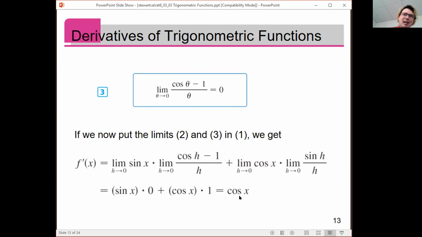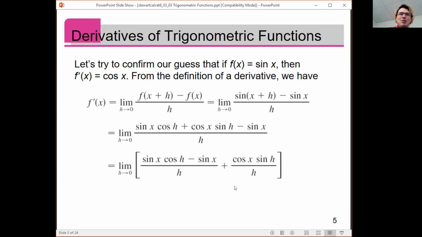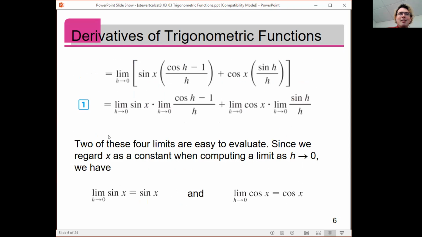I'm a little bit over time for this video, so you might want to rewind and see where these limits fit back into this formula here. We're taking the limit of sine of x times a thing that's going to 0, plus the limit of cosine of x times a thing that's going to 1.